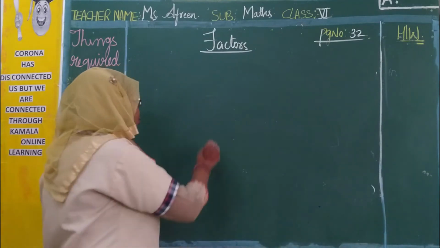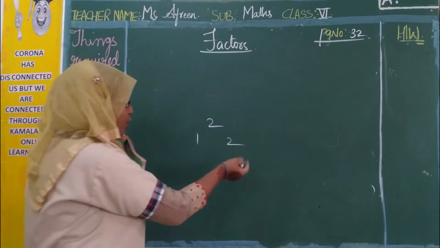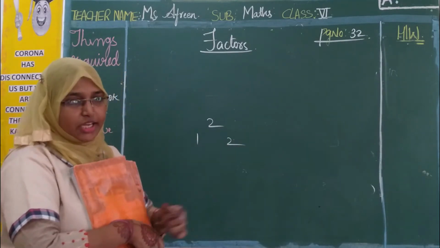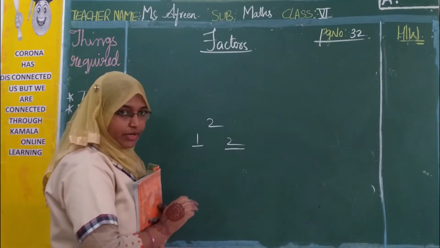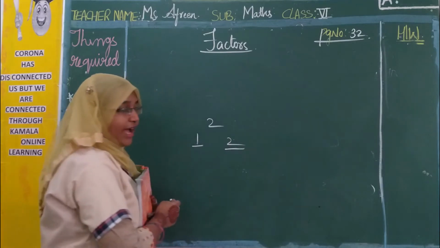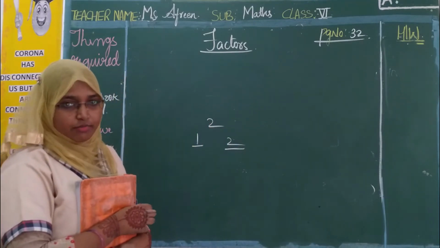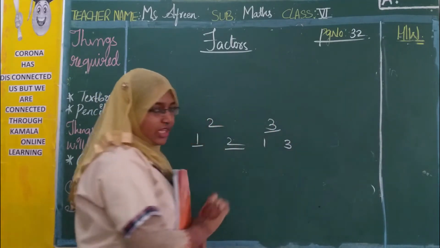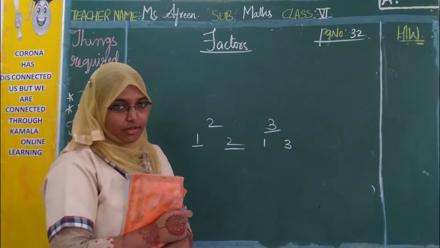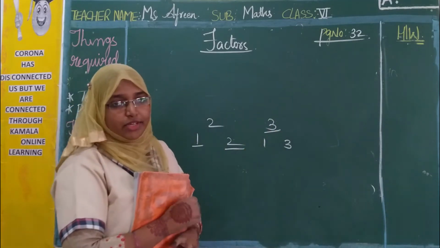If you take 2, it has only 1 and 2. 1 2 is 2, 2 1s are 2. Again 2 will not go in any other table. So 1 and 2 are the factors of 2, and 2 is a prime number. If you take 3, 1 3 is 3, 3 1s are 3. Again 3 will not go in any other table. So 1 and 3 are the factors of 3, and 3 is a prime number.